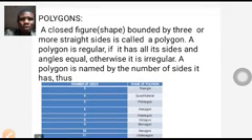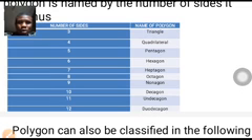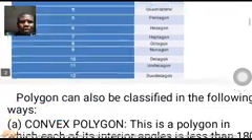So a polygon is named by the number of sides the polygon has. For example, these first 10 types of polygon. We have more than this, but this is just the first 10. The first one we have is triangle, which has 3 sides. We have quadrilateral, 4 sides, pentagon, 5 sides, hexagon, 6 sides, heptagon, 7 sides, octagon, 8 sides, nonagon, 9 sides, decagon, 10 sides, undecagon, 11 sides, and duodecagon, 12 sides.